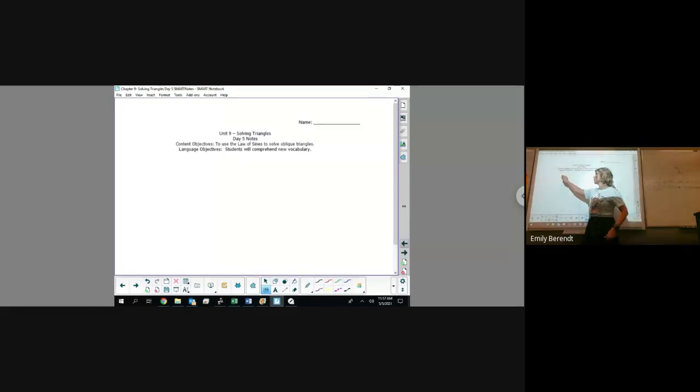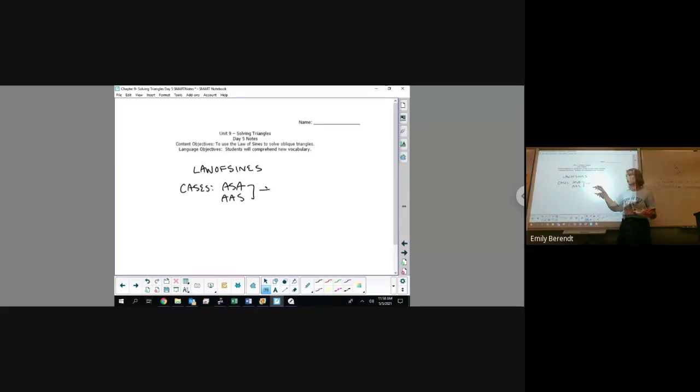Right, so to use the law of sines, we're just summarizing here. To use the law of sines, must you have a what and its what? An angle and its opposite side. There were two cases that we worked with last time: angle, side, angle, and angle, angle, side. Both of those will always produce one triangle.